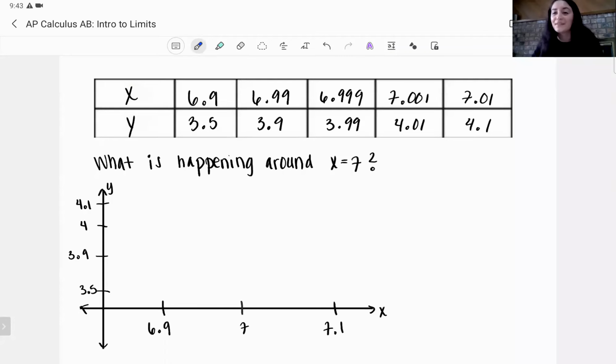Hi everyone, in this video we are going to be talking about limits. I'm going to give an introduction of limits and help you figure out a little bit about what they are and how we calculate them.